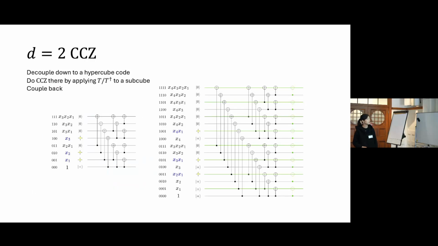Yeah. So a quick remark: if you want to do CCZ in this phantom code family, you can do it by decoupling down to a hypercube code, and then do CCZ there using T or T dagger on a subcube, and then couple back. But the limitation is that you can only guarantee distance equals 2. So there are many limitations of phantom codes.